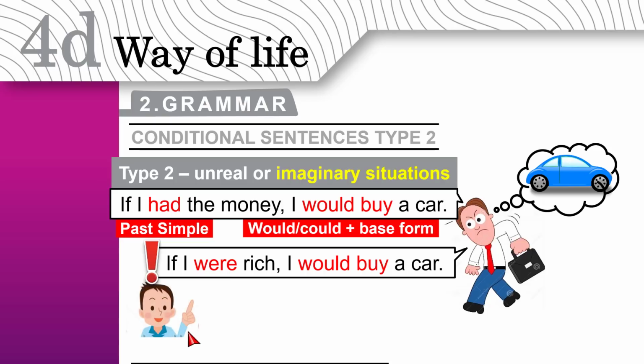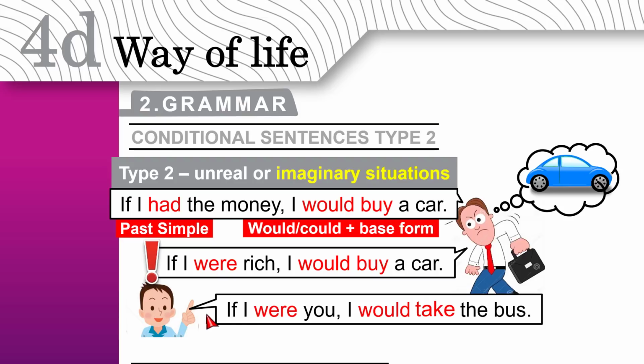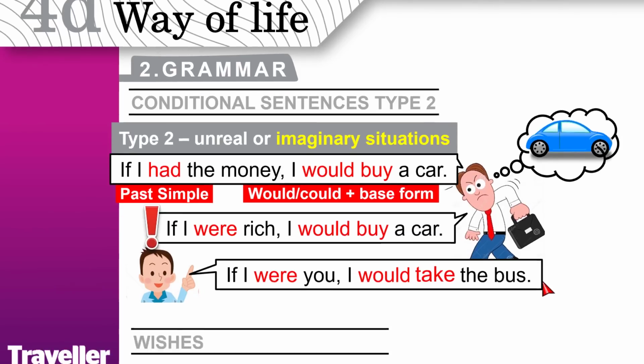And when you give advice, you say, if I were you. When you say, if I were you, that means you're imagining yourself in someone else's situation. You will never be him and he will never be you. You're just imagining this. Use were. If I were you, I would take the bus. And we finished. Easy? Good.